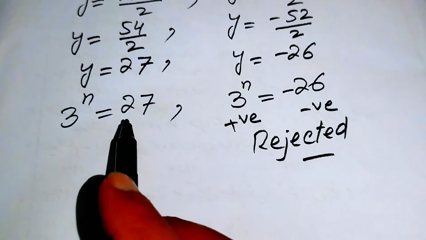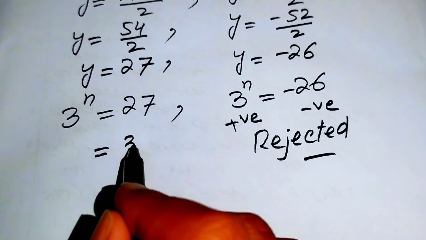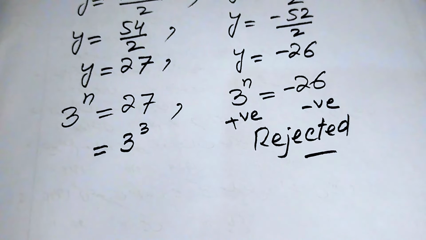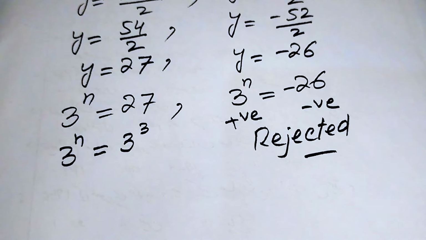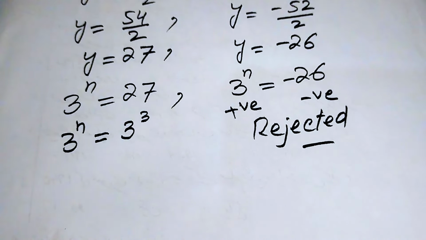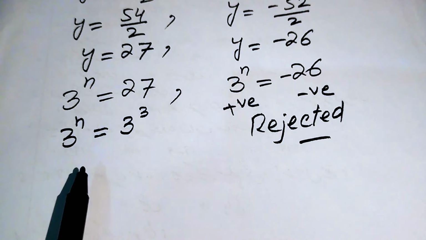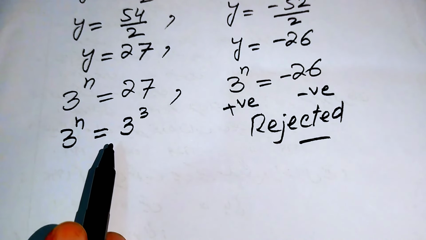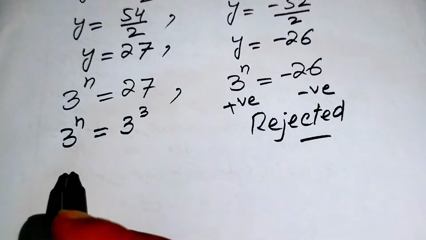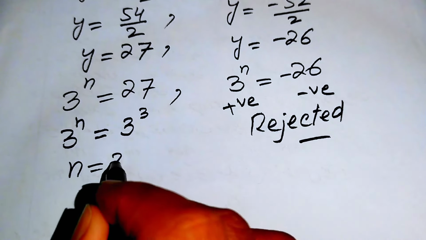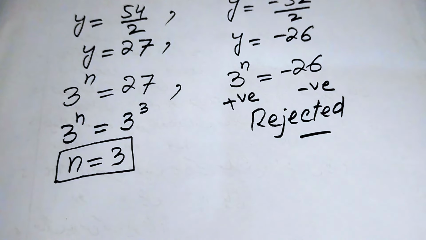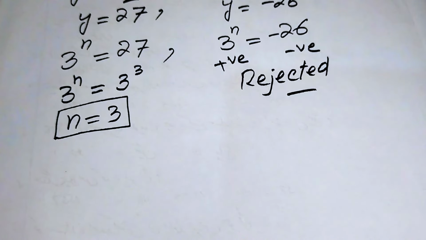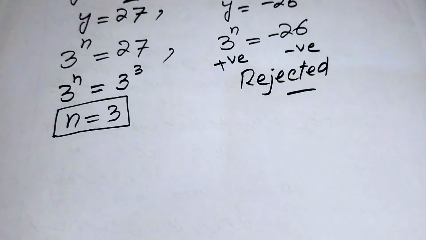In this case we first write 27 as 3 cubed, since 3 cubed equals 27, and in the left hand side we have 3 to the power of n. Now you see that the bases on both sides are the same, so we equate the exponents and we get n equals 3. So in this question we got only one solution, n equals 3.